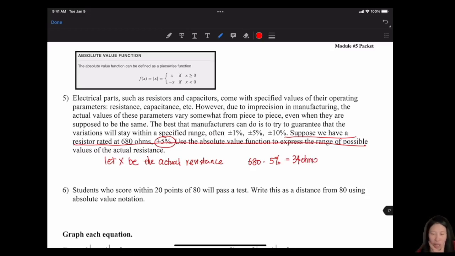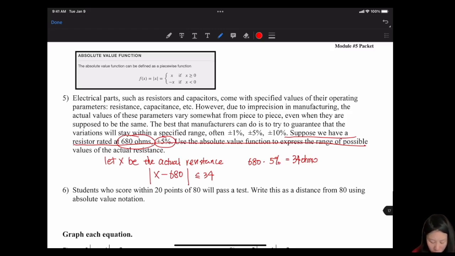Okay, so how can we express that? That means the actual resistance subtract the standard, which is what we want to get, 680, the absolute value of that, has to be less than or equal to 5%, which is 34 ohms. We want it to be within the range, within 5% of what they require.